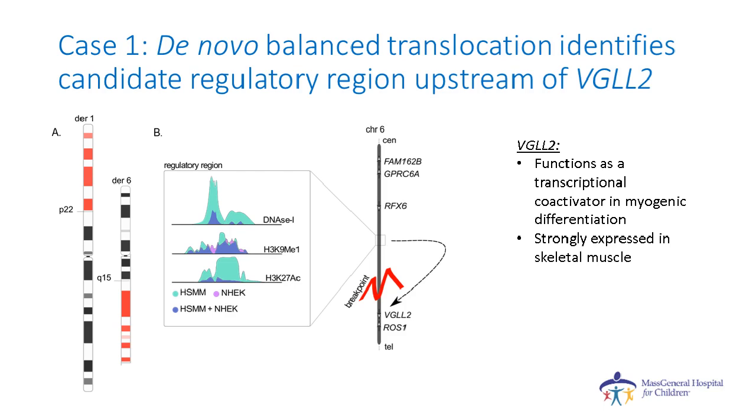We were interested because VGLL2 is an intriguing gene. It functions as a transcriptional co-activator in myogenic differentiation, and it's strongly expressed in skeletal muscle. Of course, the diaphragm is a skeletal muscle, so we hypothesized that this gene may be playing a role in CDH pathogenesis, and we're in the process of investigating this further in some functional experiments in our laboratory.